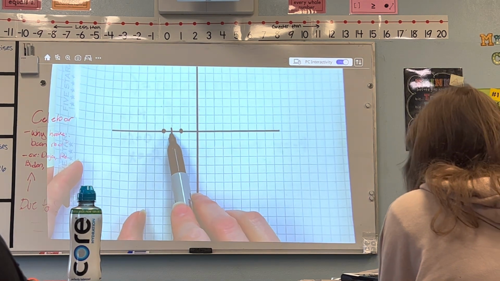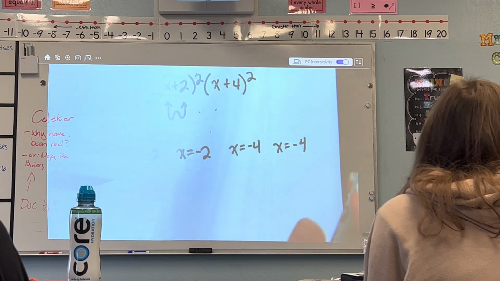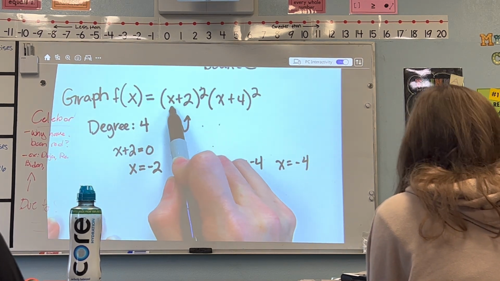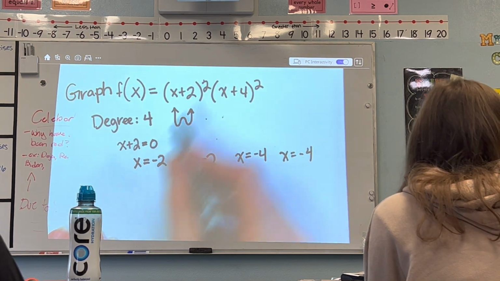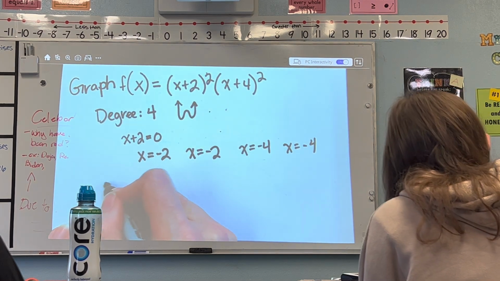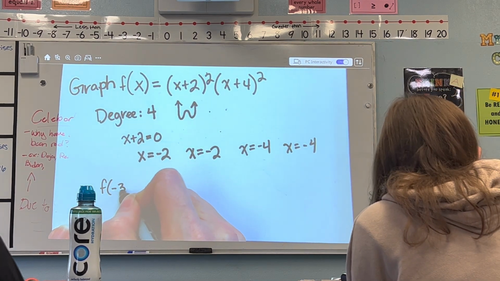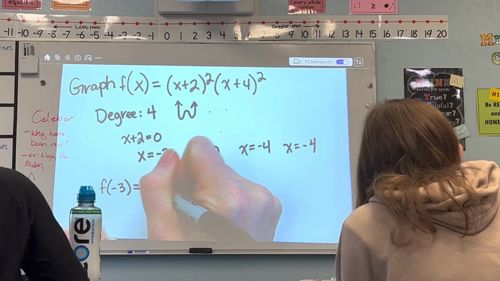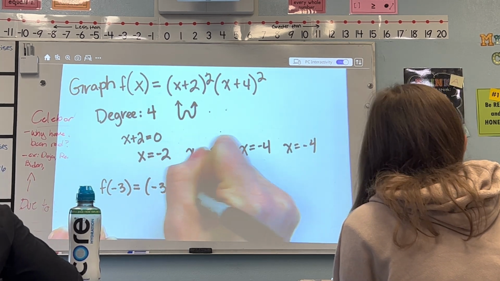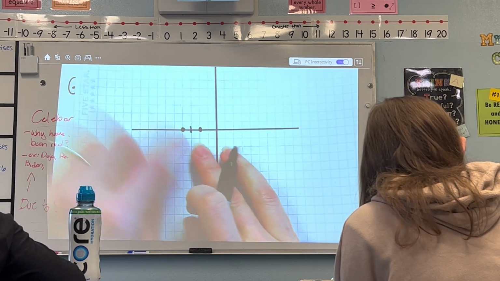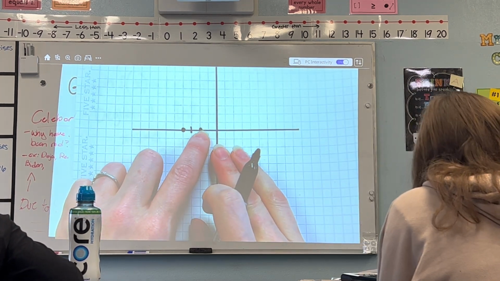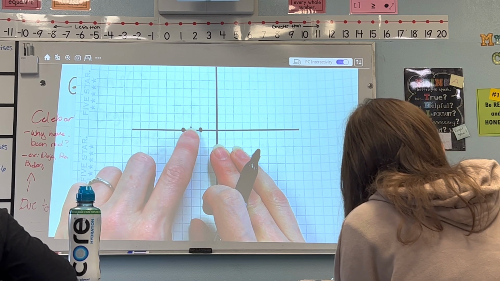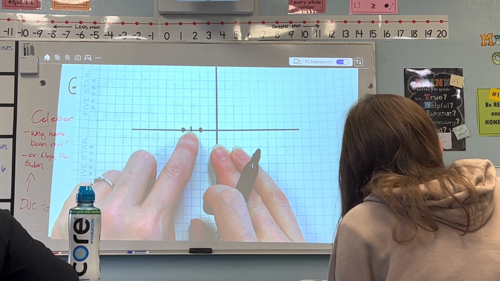So what number is this? -3. Okay. So that means we need to plug -3 in for x to see what the y value is. So we would find f of -3. So what that means is plug in -3 for x. Where'd you get -3? Because it's the center point, the point in between these two. This is -2, this is -4. I wanna figure out what the y is right here at -3.